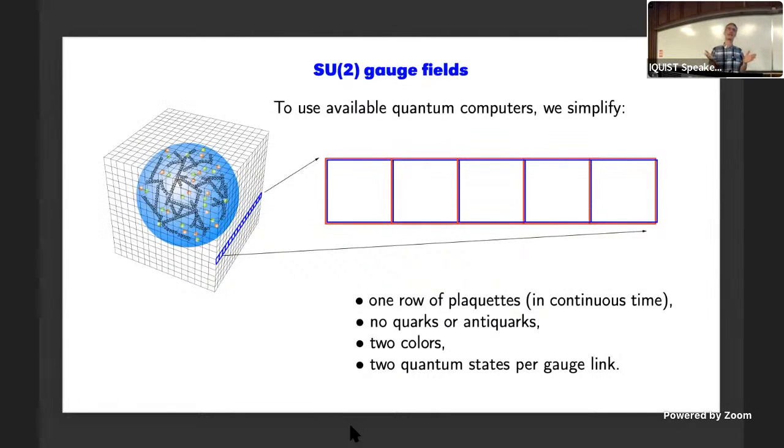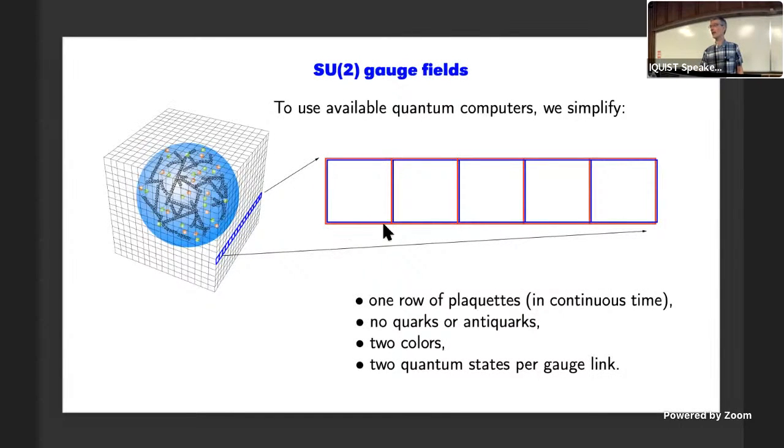That might sound like a very boring theory, but remember the gauge fields interact with each other. The gauge fields themselves carry the color charge. So this is an interacting theory. And we'll have again only 2 colors rather than 3. And now we're going to need qubits to represent the color state.